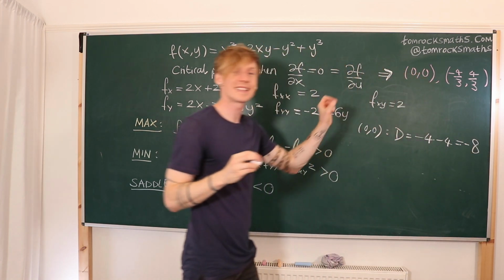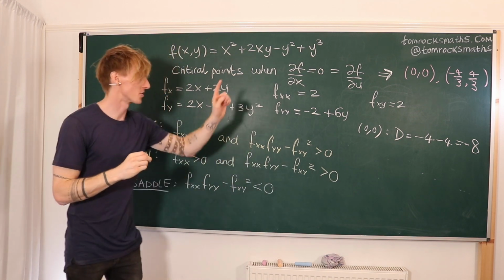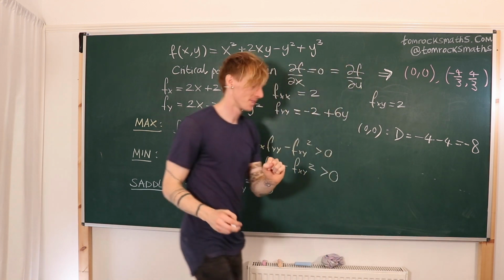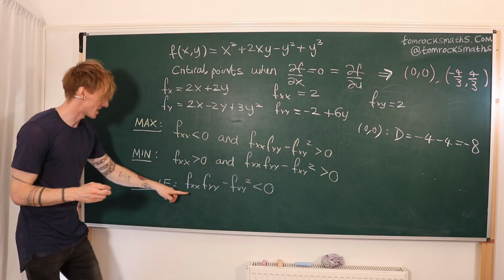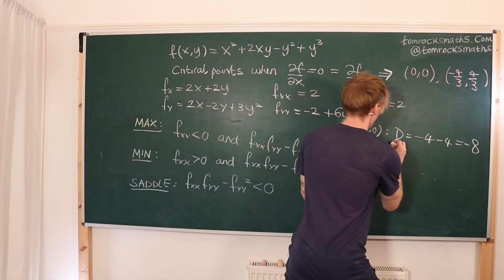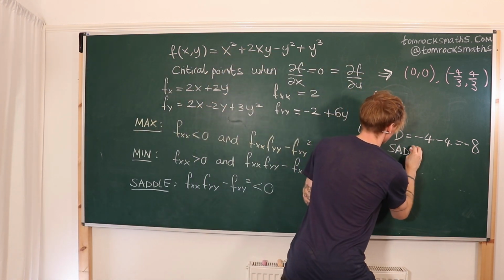So the discriminant is negative. So for 0, 0, we have a negative discriminant. So our classification system says that must be a saddle. So 0, 0 is therefore a saddle point.